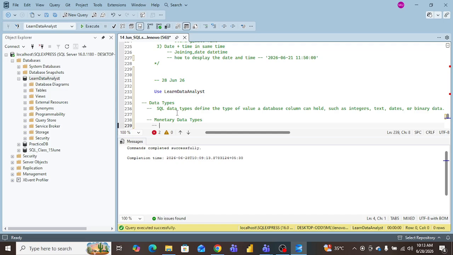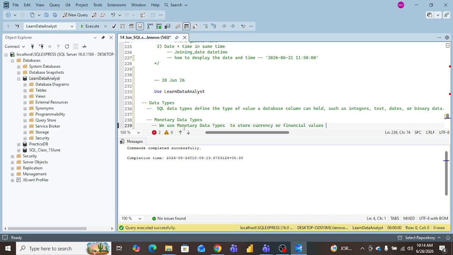Monetary data types are used to store currency or financial values. I will write here: we use monetary data types to store currency or financial values.